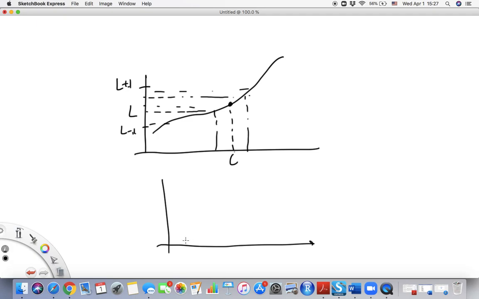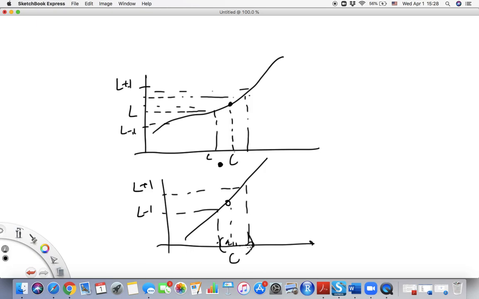Now the case when C is not in your domain. Here the function is there, but at C it's somewhere here. Again, if x is close to C, say here, that's L plus 1, L minus 1. So everything here has been taken care of except at C. In this case, this is f of C.